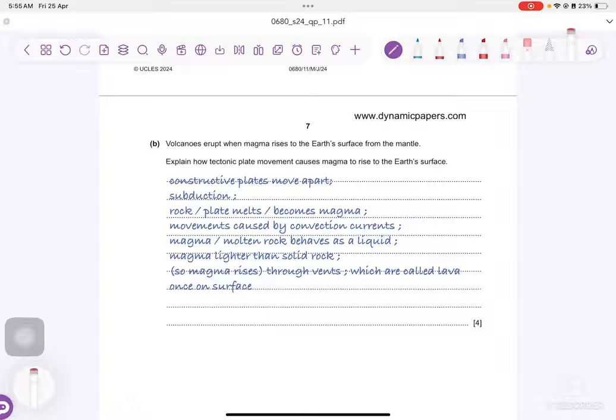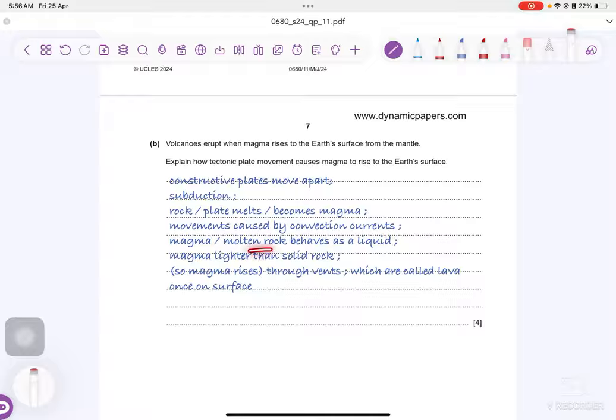So what happens in destructive? Subduction happens, okay? Subduction is when the plate boundary bends over the other, or goes under the other. What will happen next? The rocks and the plates will melt, okay, due to the high temperature and pressure. Movements will cause convection currents. That's not really an important point.